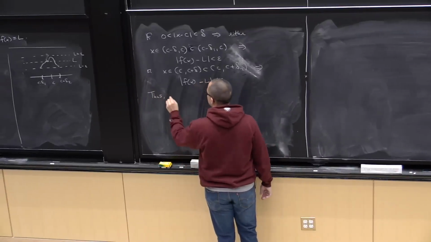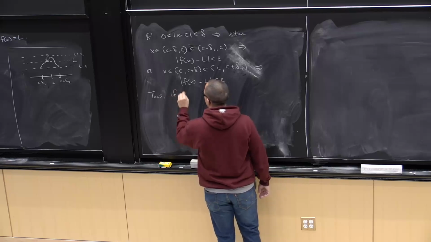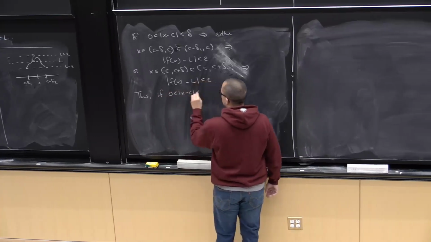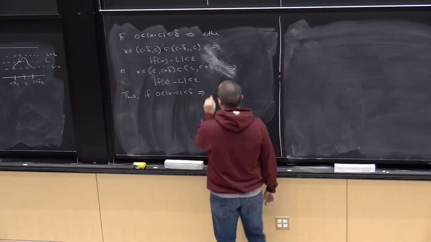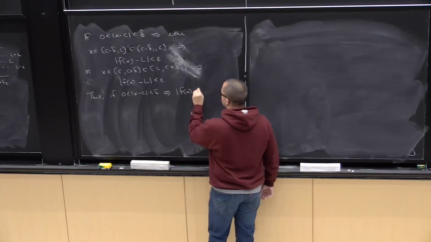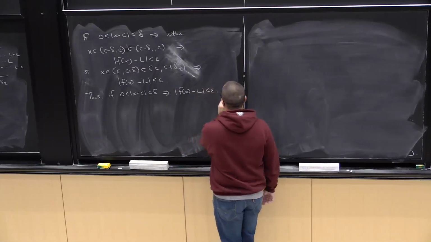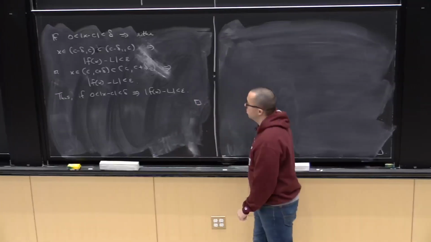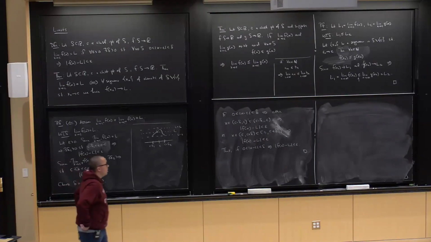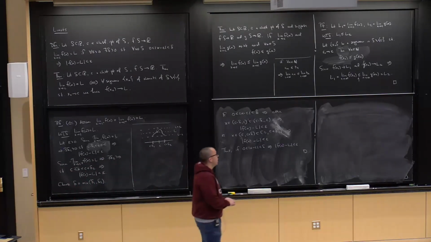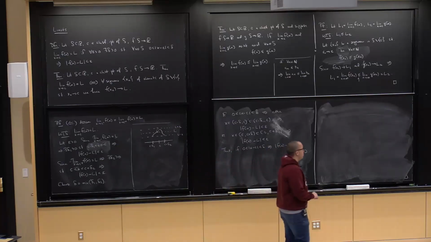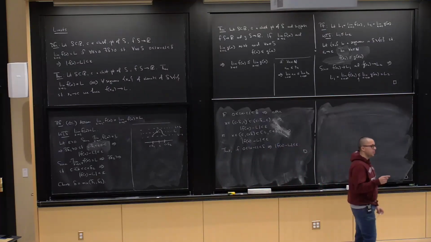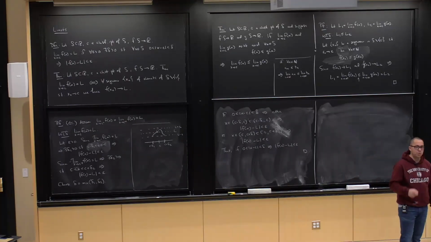Thus, we've shown that if |x - c| < delta, then |f(x) - L| < epsilon. That's the end of the proof. Okay, so I've said this over and over again. Limits of functions don't care about what the function is doing at the point. It cares about what the function is doing near the point.